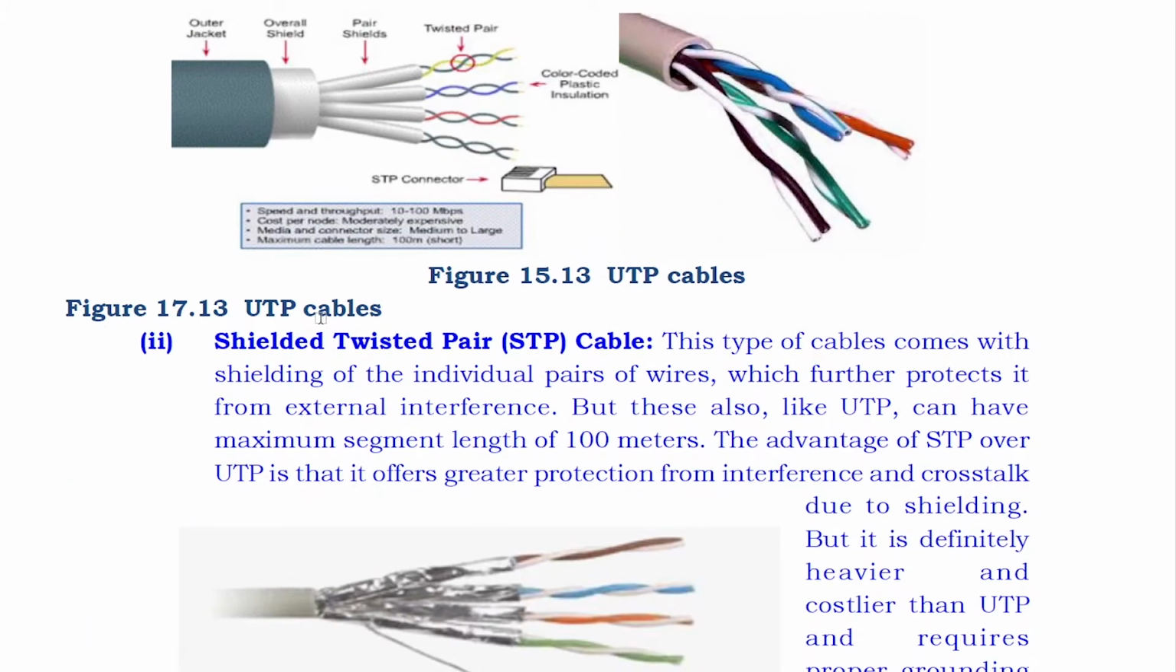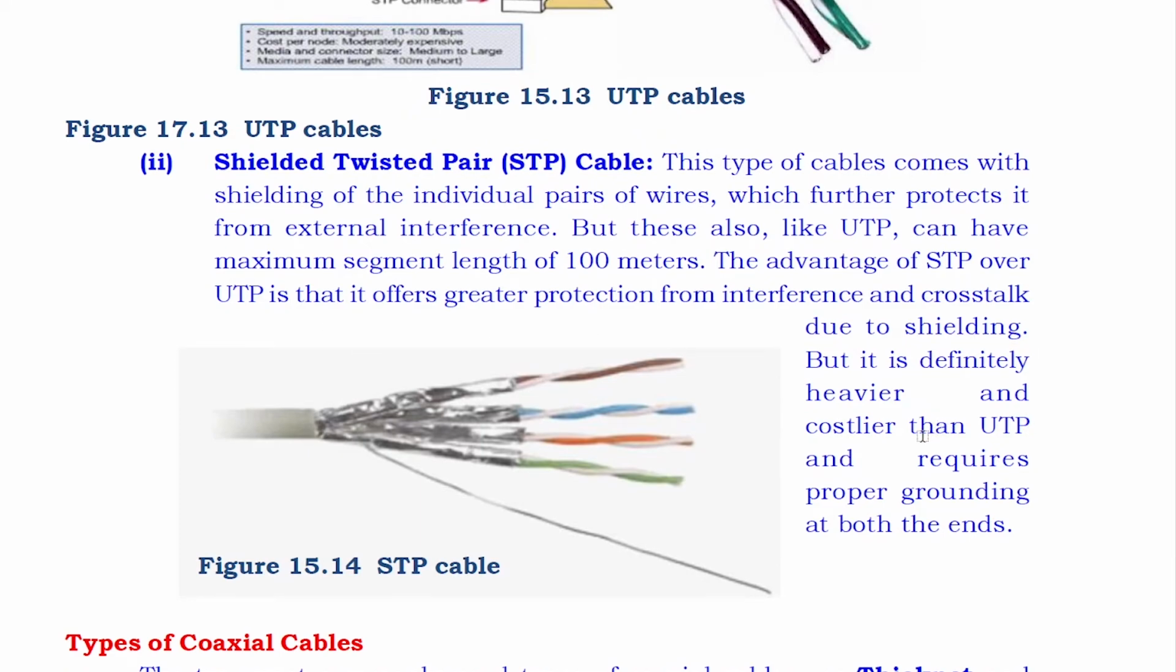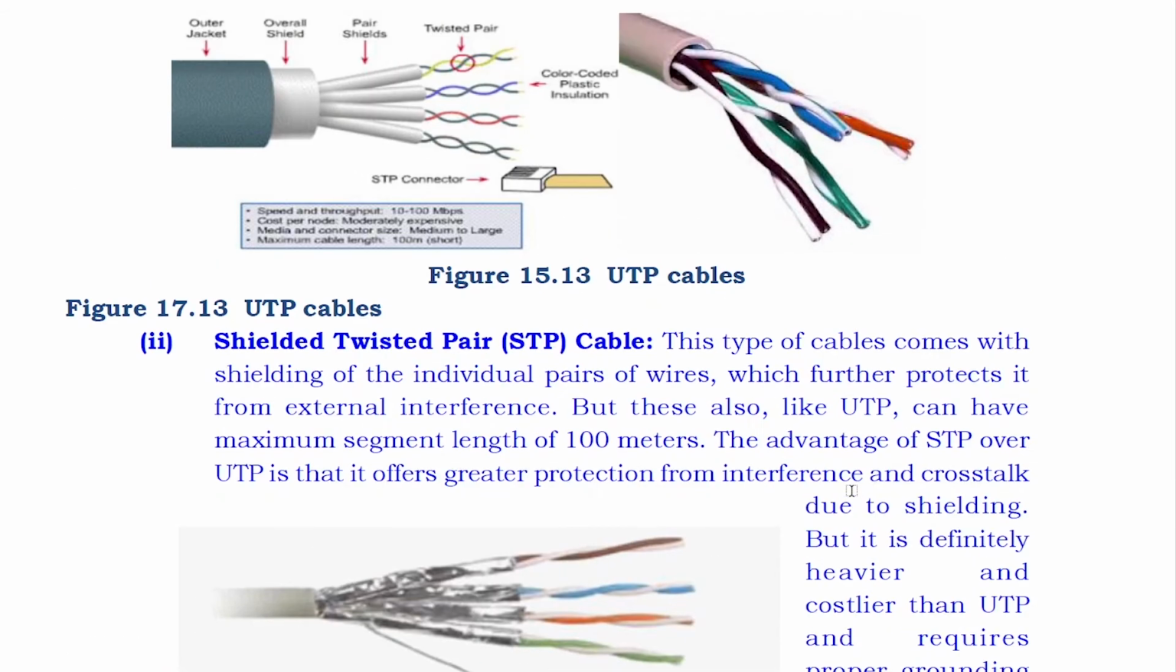Next we have shielded twisted pair cable. This type of cable comes with shielding of the individual pair of wires, which further protects from external interference. But like UTP, it can have a maximum segment of 100 meters. The advantage of STP over UTP is that it offers greater protection from interference and crosstalk due to shielding. But it is definitely heavier and costlier than UTP and requires proper grounding at both ends. So this is something about shielded.